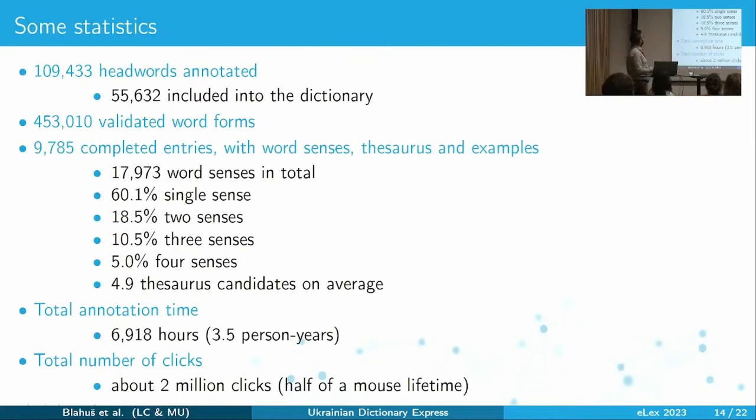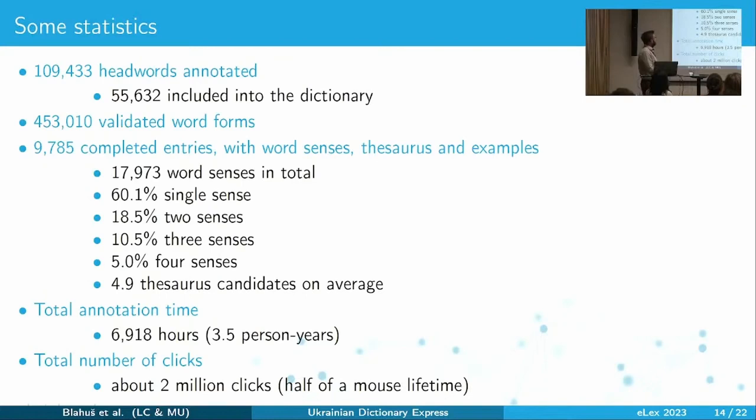But anyway, we have something like 450,000 validated word forms, and we managed to complete nearly 10,000 entries within the year. And they have something like 18,000 word senses in total. These are the numbers of the paper. There is quite a lot more statistics. If you are interested, just look at them.